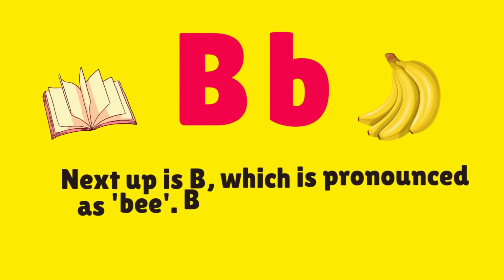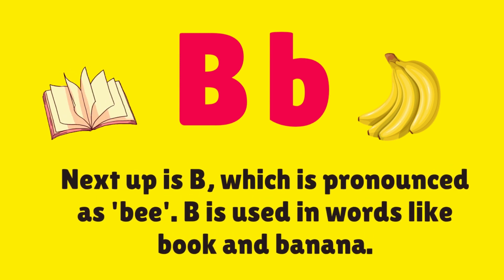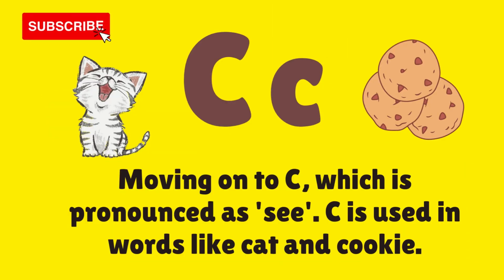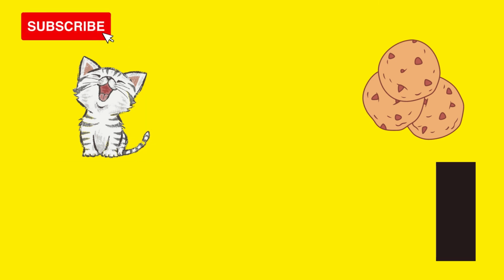Next up is B, which is pronounced as B, and is used in words like book and banana. Moving on to C, which is pronounced as C, and is used in words like cat and cookie.